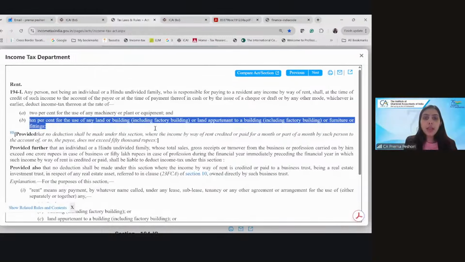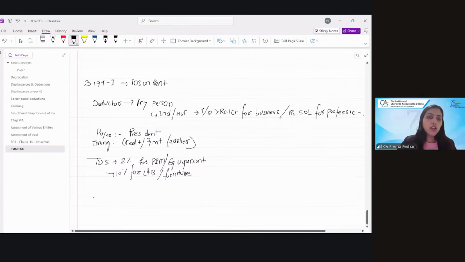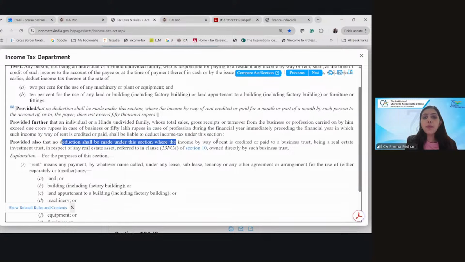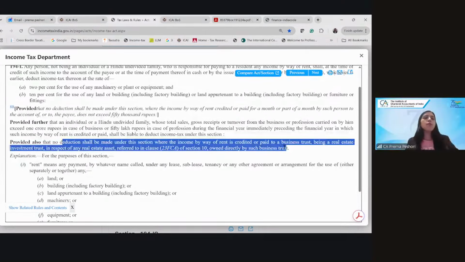No deduction shall be made where the income by way of rent credited or paid for a month or part of a month by such person to the account of the payee does not exceed rupees 50,000. So what is my threshold now? Rupees 50,000. Are we clear? Then it says no deduction shall be made under this section where the income by way of rent is credited or paid to a business trust, being a real estate investment trust, in respect of any real estate asset referred to in 10(23FCA) owned directly by such business trust. What does it mean, students? You will have to explain to me.